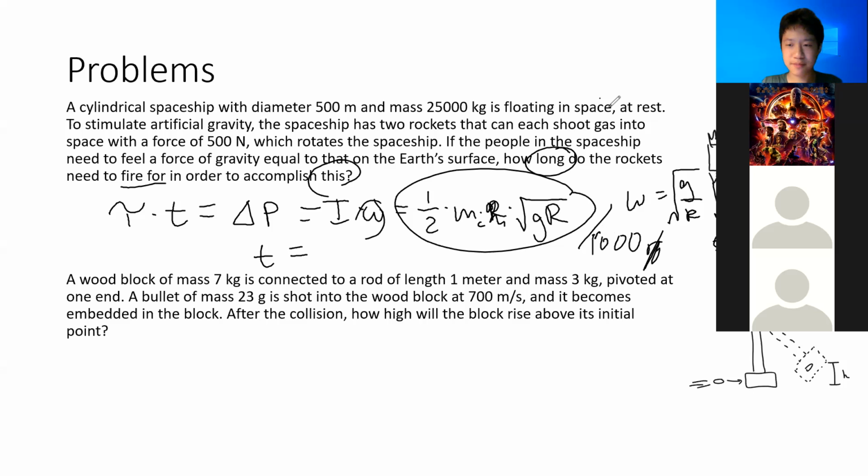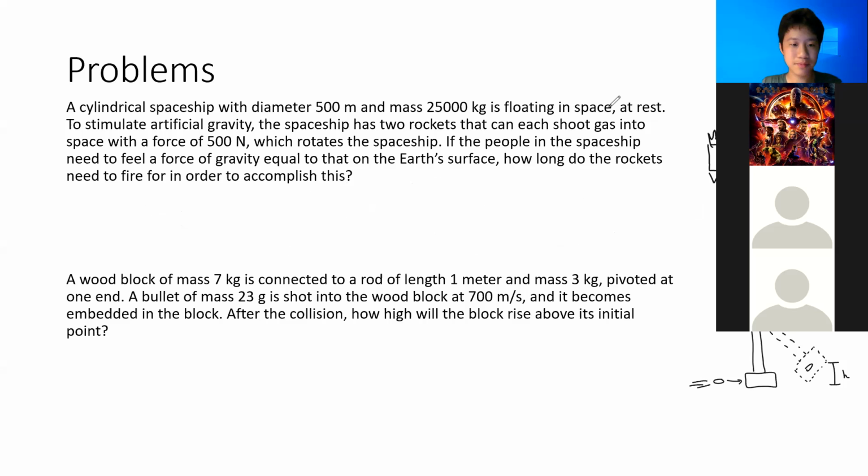All right, now for the last one. This is kind of a tricky problem. A wood block of mass 7 kilograms is connected to a rod of length 1 meter and mass 3 kilograms pivoted at one end. A bullet of mass 23 grams is shot into the wood block and becomes embedded in the block. As a result, the block will swing. The whole contraption actually swings up, and then it will rise to a height h. So what is that height?